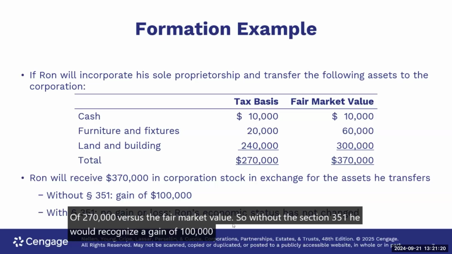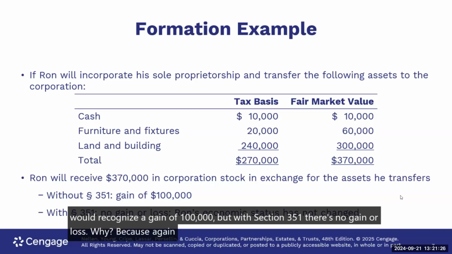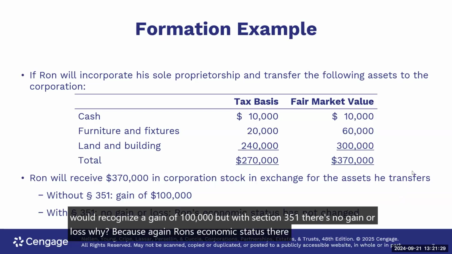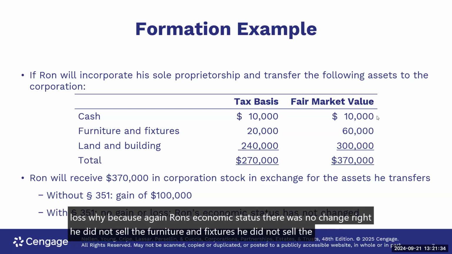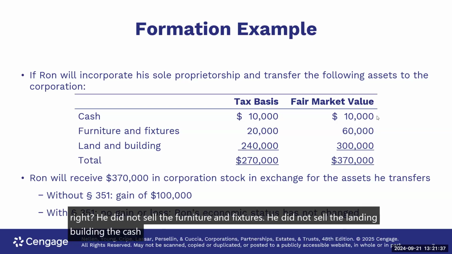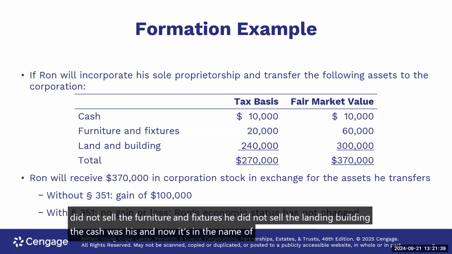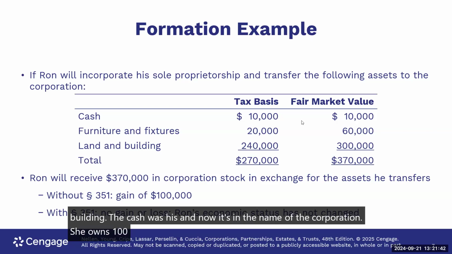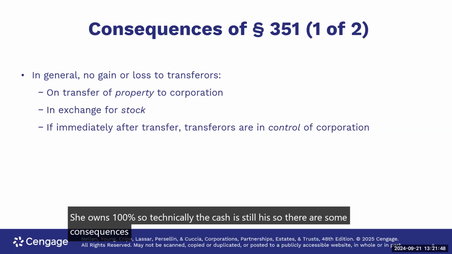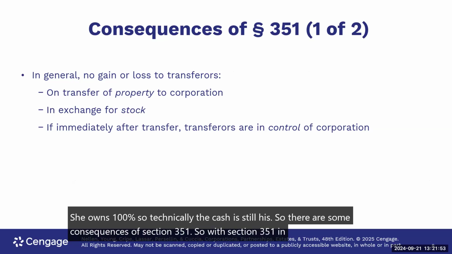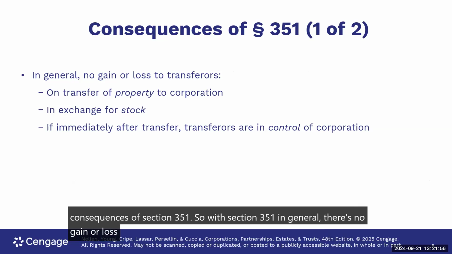But with Section 351, there's no gain or loss. Why? Because again, Ron's economic status did not change, right? He did not sell the furniture and fixtures. He did not sell the land and building. The cash was his, and now it's in the name of the corporation, which he owns 100%. So technically, the cash is still his. So there are some consequences of Section 351. In general, there's no gain or loss to transferors on transfer of property to the corporation.